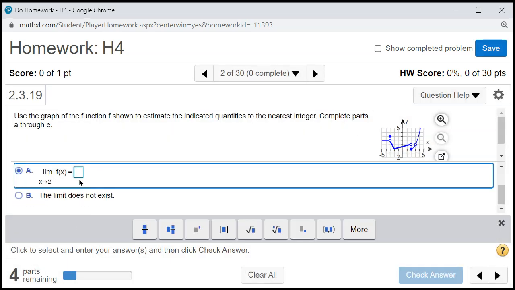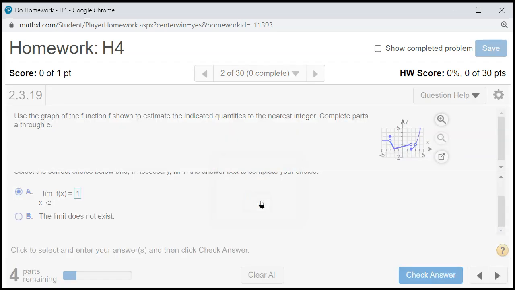Remember that limit is a tendency. We don't actually care if there's a point there or not. Let's check the answer. We got that.